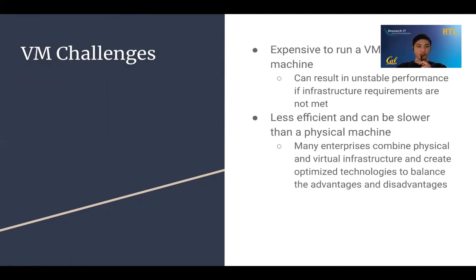So what are some challenges to using VMs? For one, they can be expensive to run on a physical machine. They take up several gigabytes of space, and they also consume a lot of computational resources. If the host machine doesn't have the resources to run the VM, it can mean the VM will have very unstable performance. VMs are also less efficient than physical computers because of the virtualization layer, where you're virtualizing the actual hardware. This is mitigated a good bit by many enterprises through really optimized technologies.